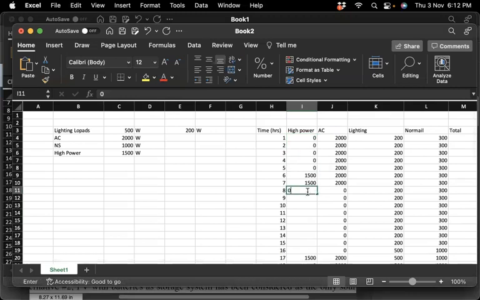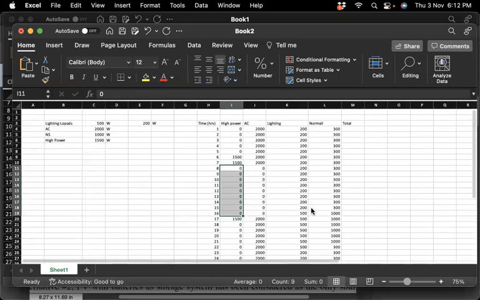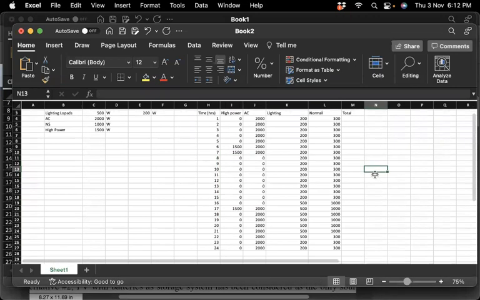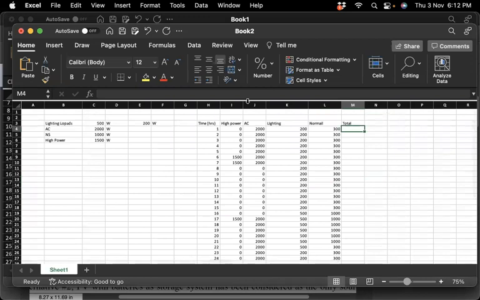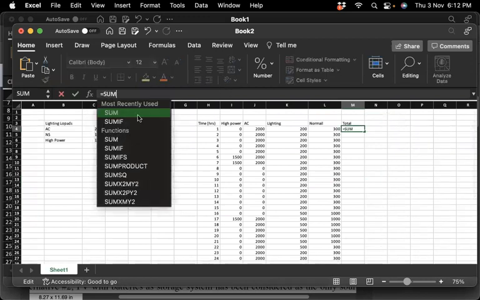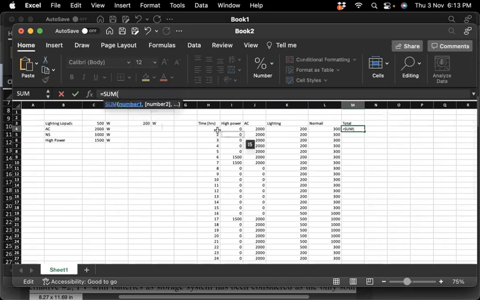And here another 0. So as you can see, this is a very simple description. Of course, this is a very inaccurate description to represent different loads in a living room. So here we have the total, which is the sum of all these stuff.